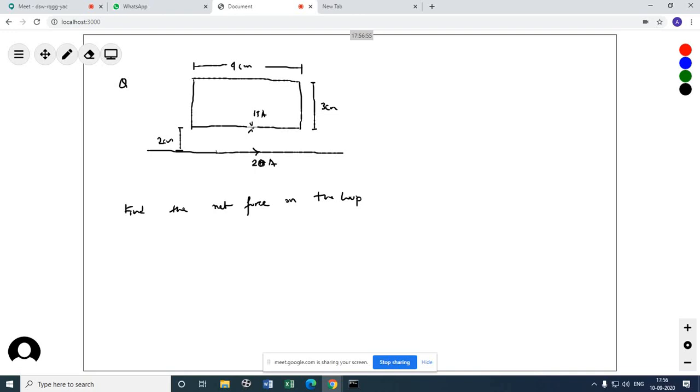So, how many wires can you see here? So, 3 wires. Up and down, that will be different wires. These two are cancelled. But what about this one and this one? So there will be a force due to these two, and there will be a force due to this one and this one.